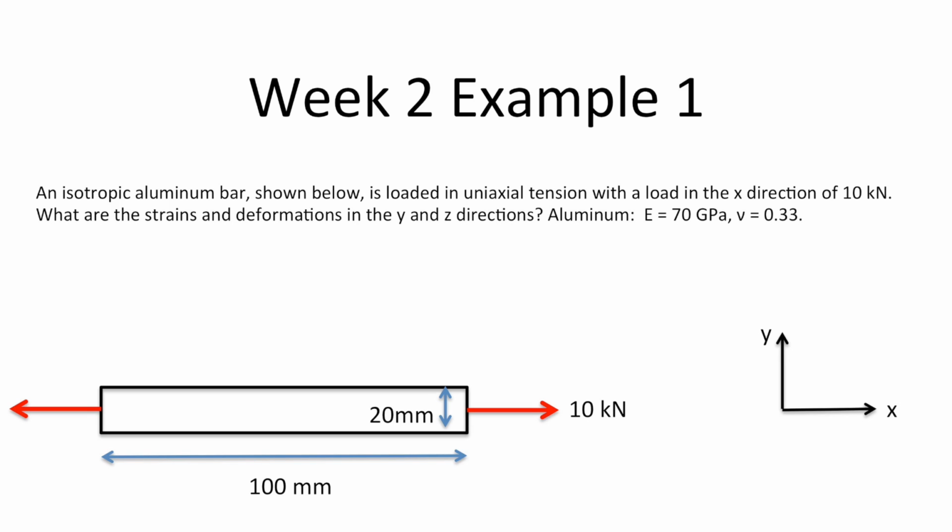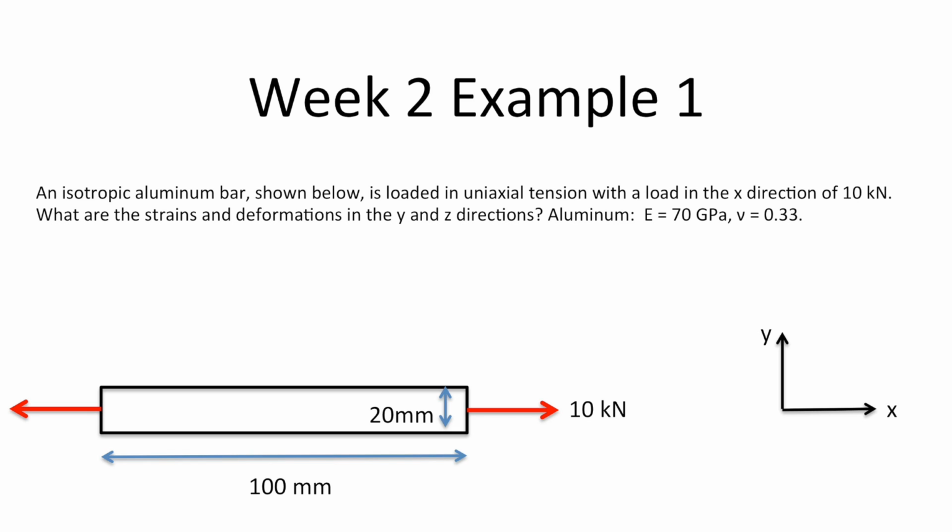An isotropic aluminum bar in the figure is loaded in uniaxial tension with a load in the x direction of 10 kilonewtons. What are the strains and deformations in the y and the z directions? The Young's modulus of aluminum is 70 gigapascal, and the Poisson's ratio is 0.33. This is the same example as we had in week 1, example 1.